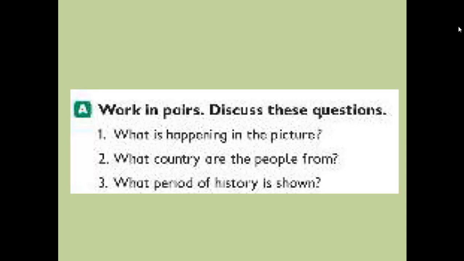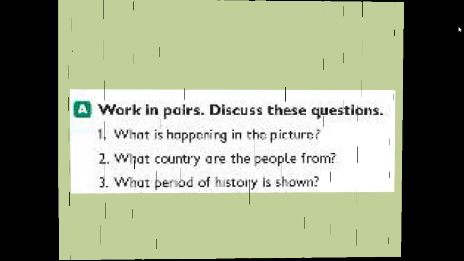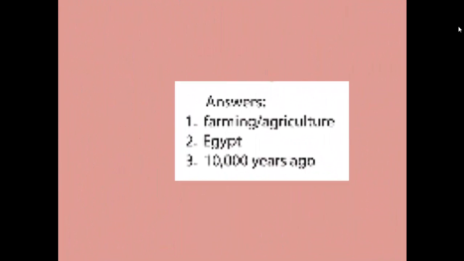Number 3. What period of history is shown? After thinking, we can show you, my students, the answers. So the first one, what is happening in the picture? Farming, agriculture. Some people are farming, are working in their fields, some of them picking or harvesting the barley.